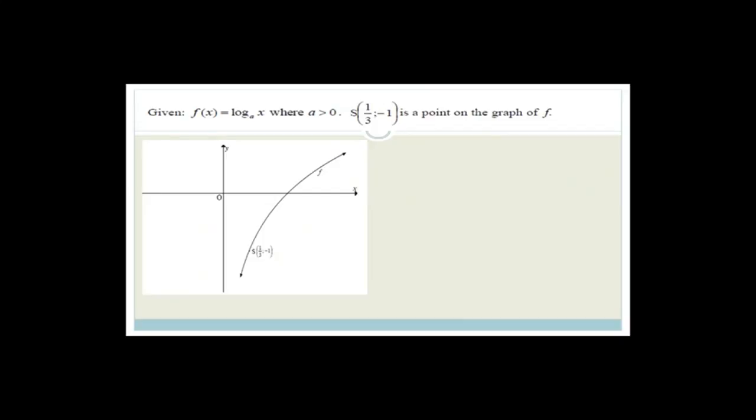Now we've got the next question. The next question is f of x equals log x base a, where a is greater than 0. It says you've got this point here, 1/3, minus 1, is a point on the graph. Now it says prove that a equals 3. You can see that there's a little pattern here with the type of questions. By the way, these are all old exam paper questions.